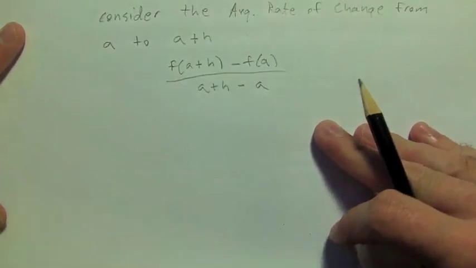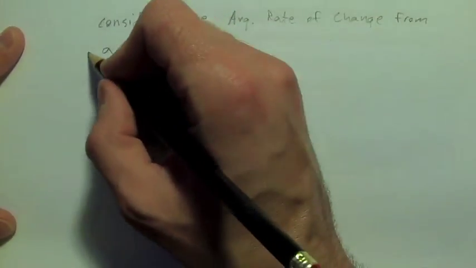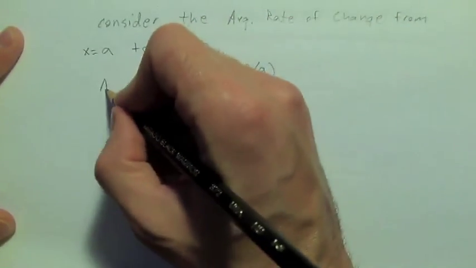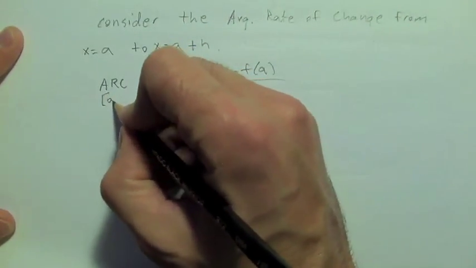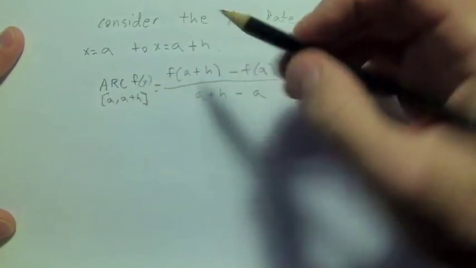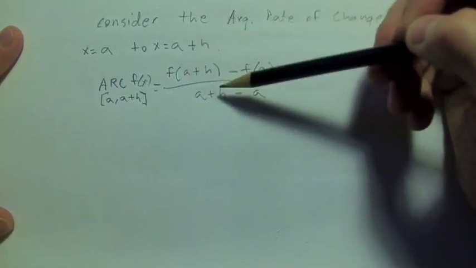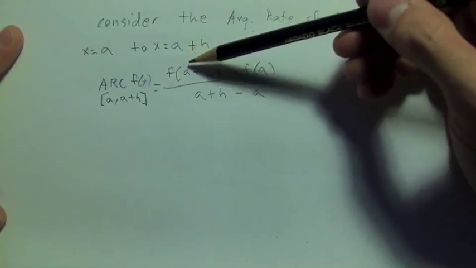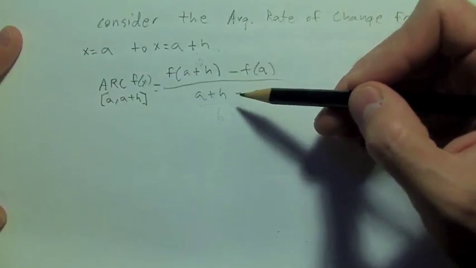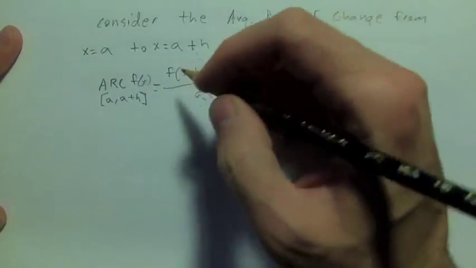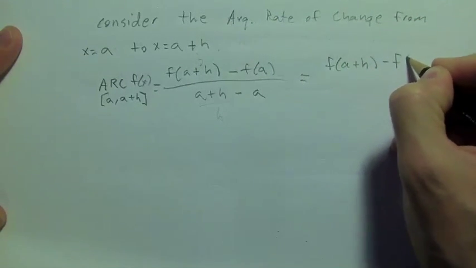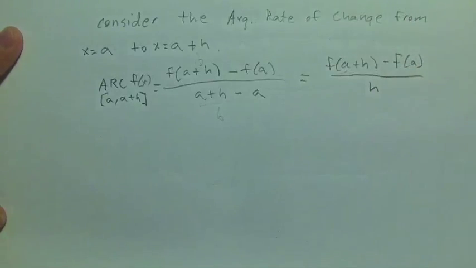Okay, so if we actually consider the average rate of change from x equals a to x equals a plus h, and we plug it into our usual formula for the average rate of change from a to a plus h of f of x, we actually get the top, which is what we saw in that other definition I showed you, f of a plus h minus f of a, right? This is our b. And then over b, which is our a plus h minus a, and it comes out to be f of a plus h minus f of a all over h.